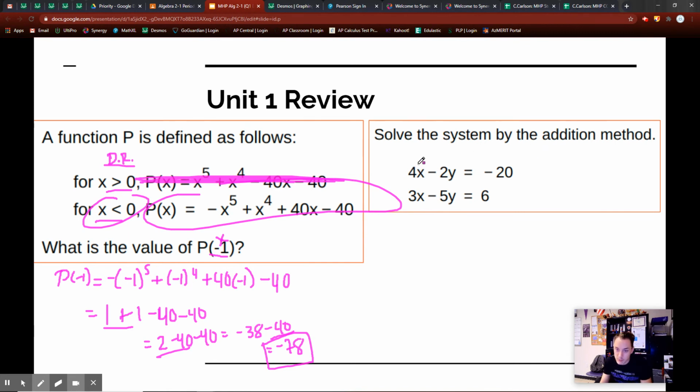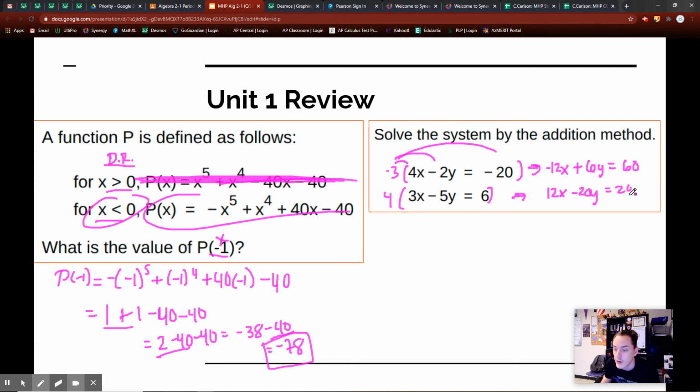Awesome. So I'm going to probably, first of all, get rid of this. You could definitely do this on Desmos, but I'm not going to. So I'm going to actually multiply and get rid of my x's here. So I'm going to multiply this by negative 3, multiply this by 4. So my new one is negative 12x plus 6y equals 60, because the negative 3 goes to everything. My new one right here is 12x minus 20y equals 24.